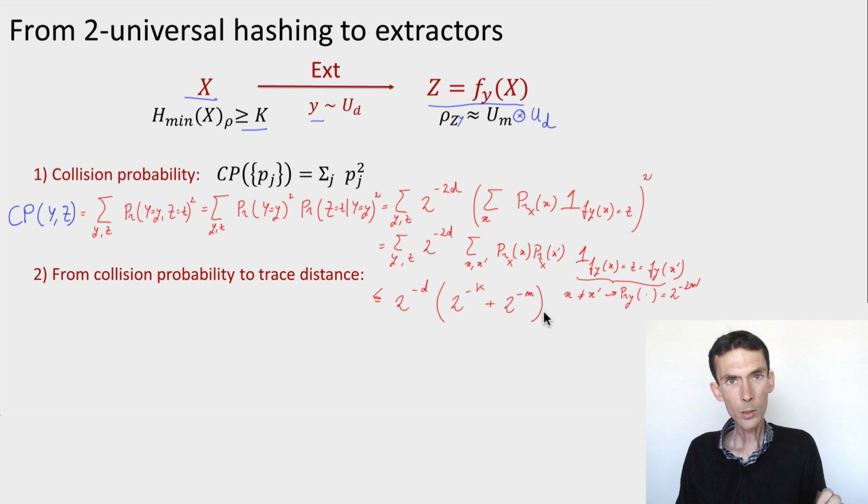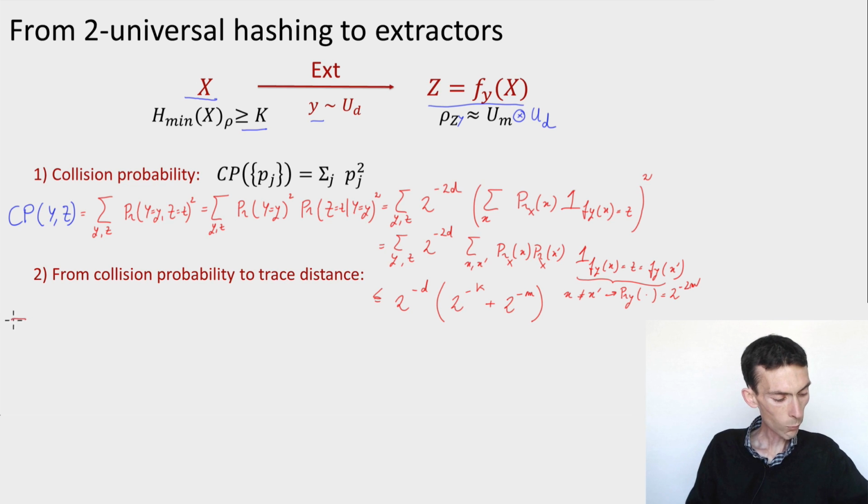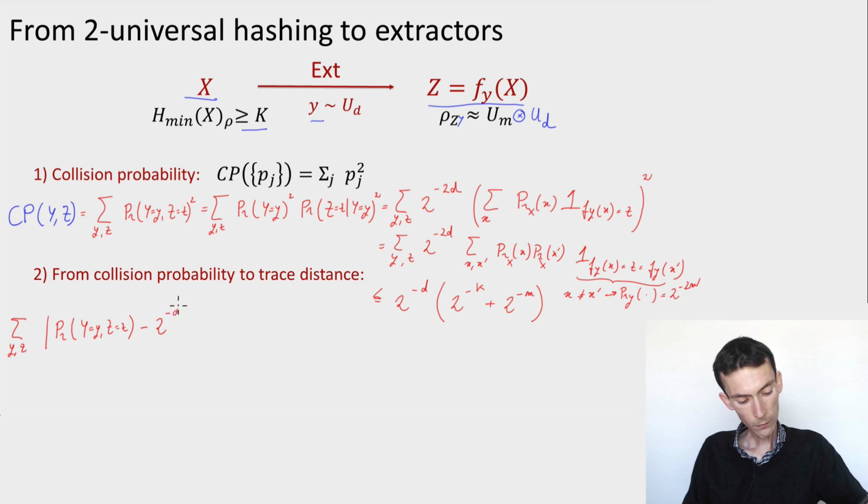Now the second step is to leverage this bound on the statistical distance. What we really want to estimate is the sum over y and z of the probability that Y is equal to y, Z is equal to z, minus what I would get under the uniform distribution, which is 2 to the minus d for y, and 2 to the minus m for z.